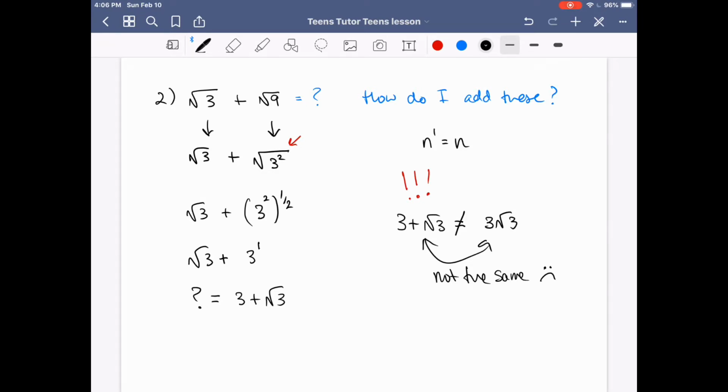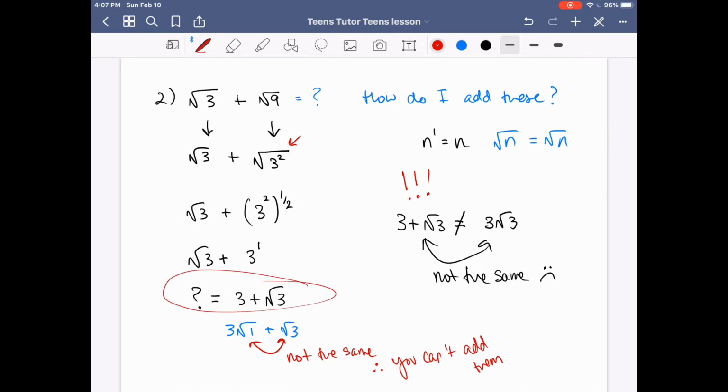We can also understand that when I told you guys previously you can only add roots of the same nature underneath, you can also write it as 3 root 1 plus root 3. And also figure out that these two, the roots of themselves, are not the same. Therefore, you can't add them. If that makes any sense, that's the reason why the question mark would just equal 3 plus the square root of 3.